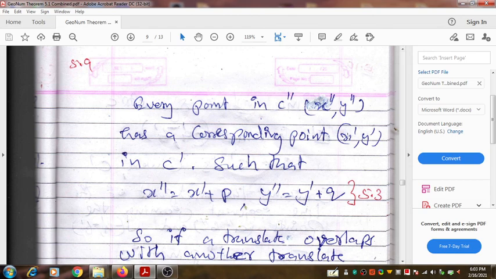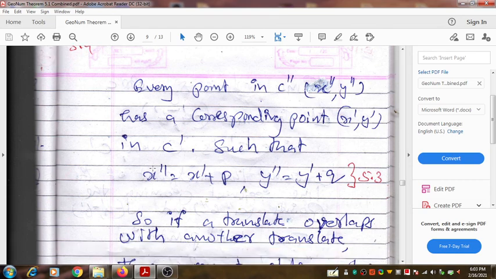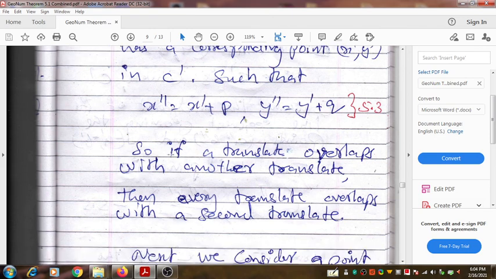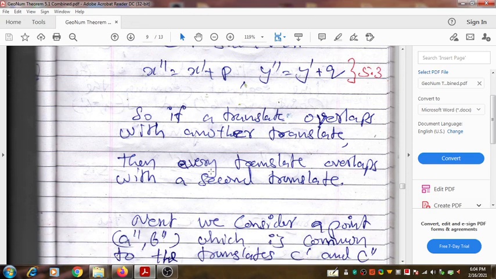That relation is explained here. The relation is x double prime equals x prime plus p, and y double prime equals y prime plus q, and that is taken as relation 5.2. So if a translate overlaps with another translate, then every translate overlaps with a second translate. That point is now clear.